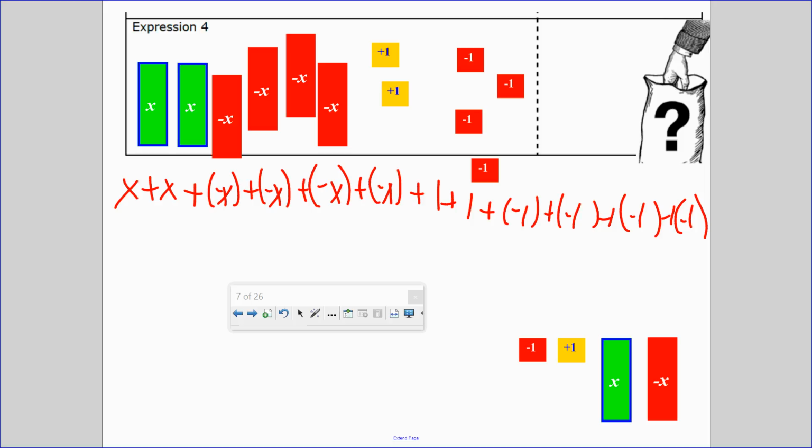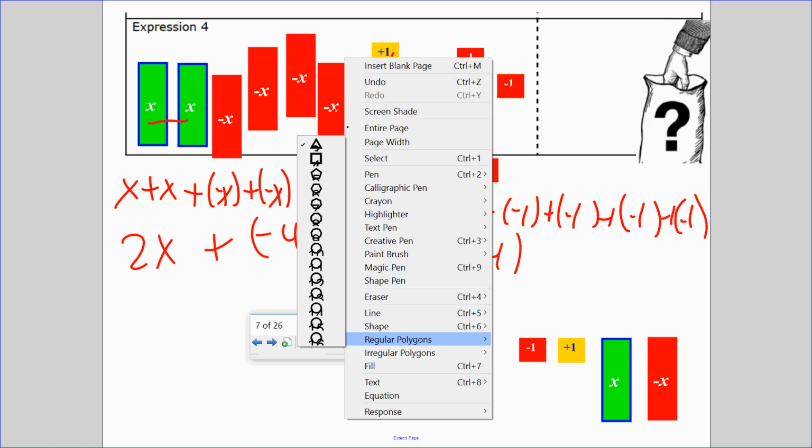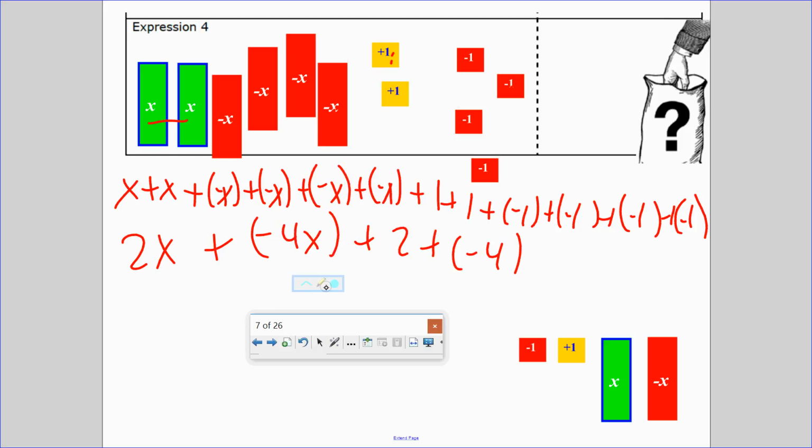Can I group them by collecting it so it's easier to say that there's 2 x's plus 3 negative x's equals 4 x's plus 2 plus negative 4. Now, I'm using my highlighter. Let's find some zero pairs. Highlighter, zero pair. I'm going to use a different color this time.